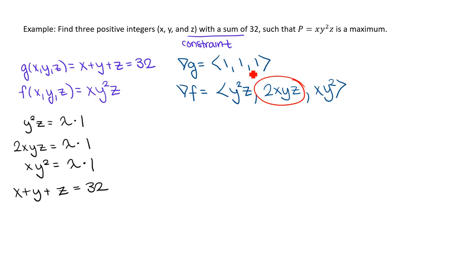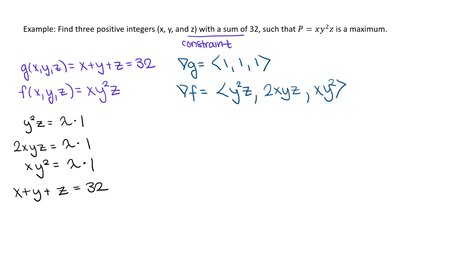The 2xyz equals lambda times 1. Xy squared equals lambda times 1. And then finally my constraint, x plus y plus z equals 32, is my 4th equation. So although I have an extra variable, I have an extra equation now. So now I have 4 equations, 4 unknowns, and this is still something I'm going to solve.